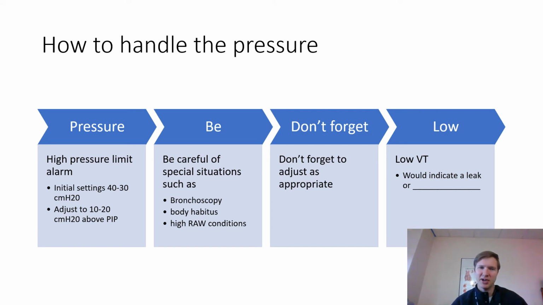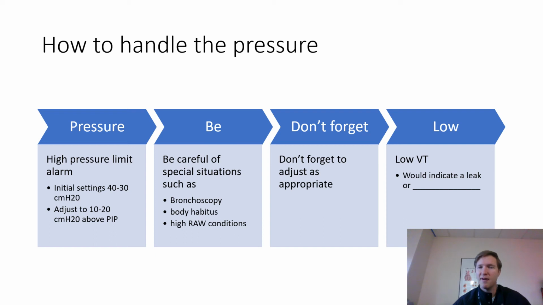So, how to handle the pressure. If the high pressure limit alarm goes off, that's one of the things that we need to address to make sure that the patient's safe. Initial settings could be around 30 to 40 centimeters of water. For pediatric patients, we would traditionally set 30 centimeters of water. Like I said, your hospital policies may differ. However, this is a good general guideline: set your high pressure at 30 to 40 for an adult.